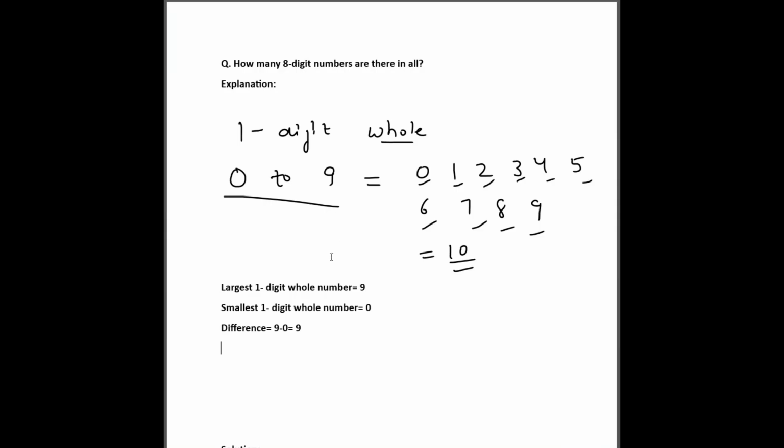Now to find the total number of one digit whole numbers, what we do is just add a 1 to your difference. Total one digit whole numbers equals whatever is the difference between the numbers, add a 1 to it. So difference plus 1, that's the general formula, equals, difference was 9, so it's 9 plus 1, which equals 10. You can cross check, see.